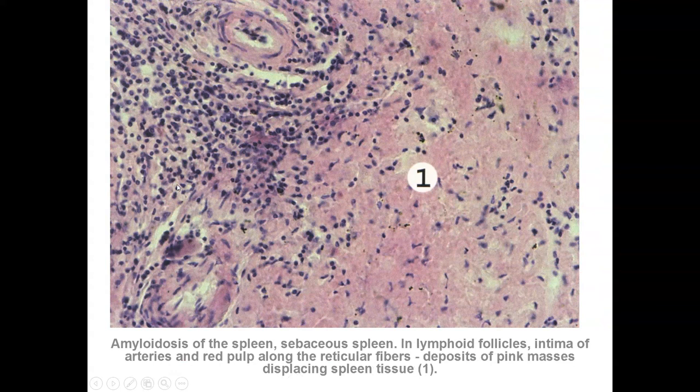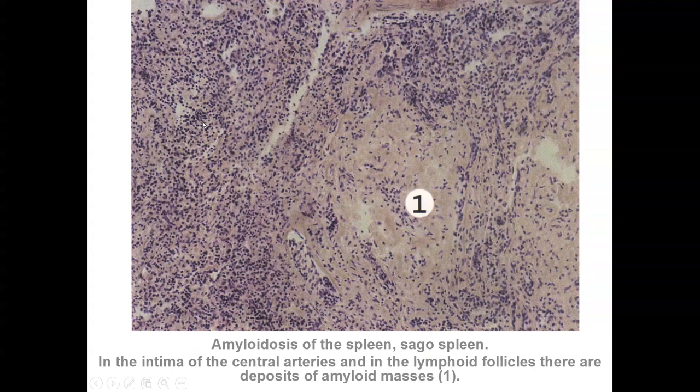Again, amyloidosis of the spleen, so-called sebaceous spleen. So in lymphoid follicles, intima of arteries and red pulp, as I said before, and along with reticular fibers, we see the deposits of amyloid.